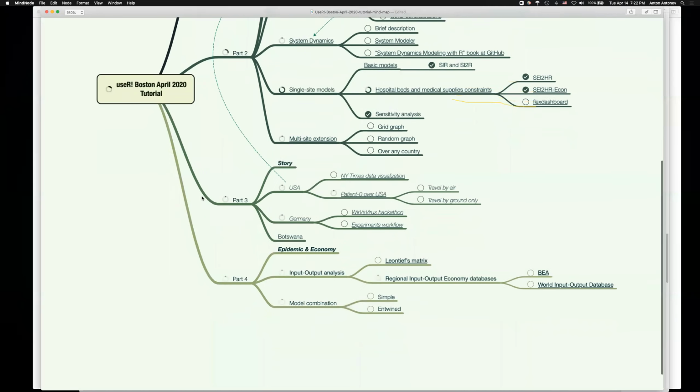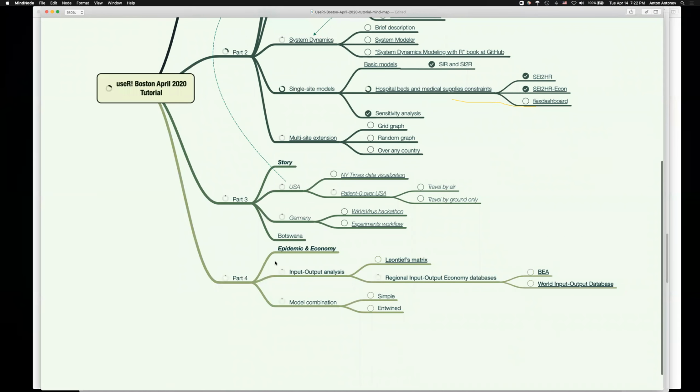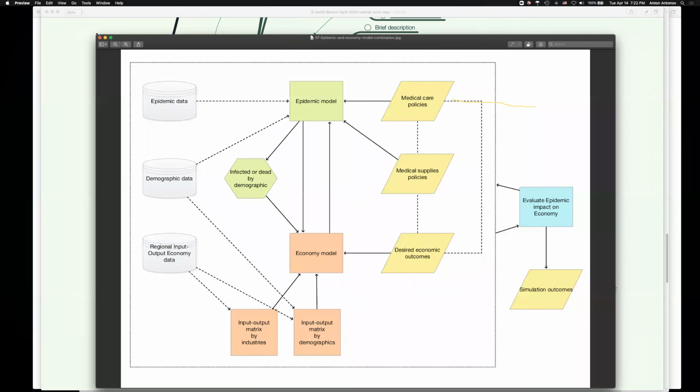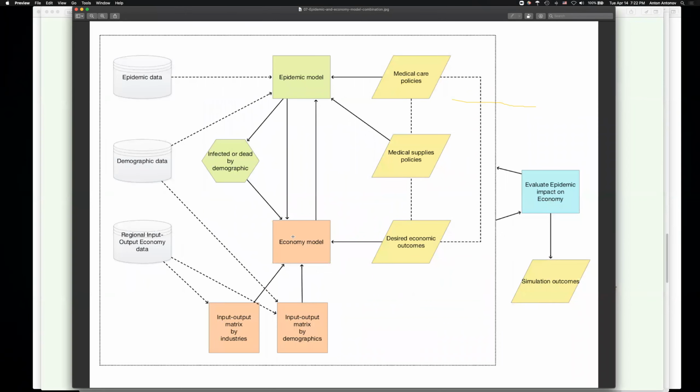Let me just go here. A very important thing to discuss, and I'm going to be very brief about it, is the impact on the economy. I'm developing right now a separate economy model. If I know the demographic of the infected and dead, and the demographic of the people involved in the different industries, I should be able, or I hope I should be able, to evaluate the outcome of this.